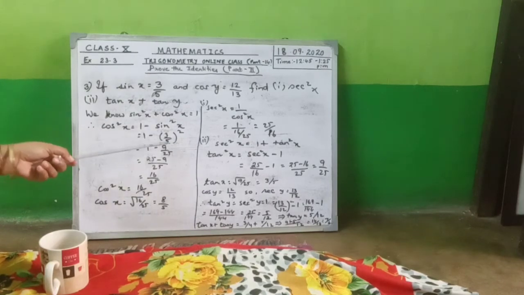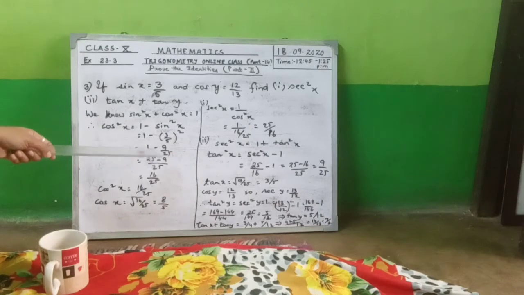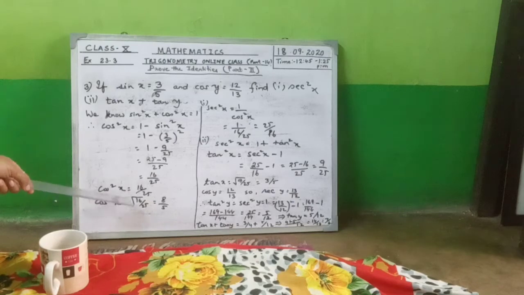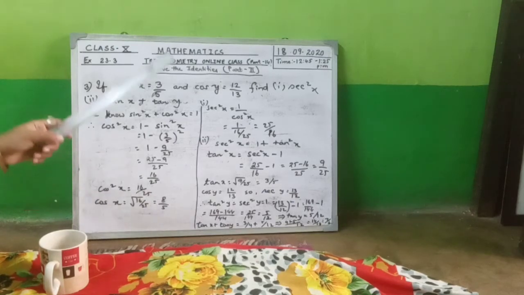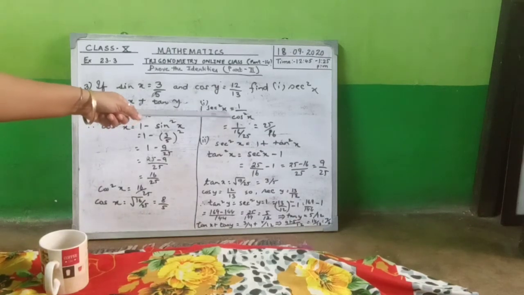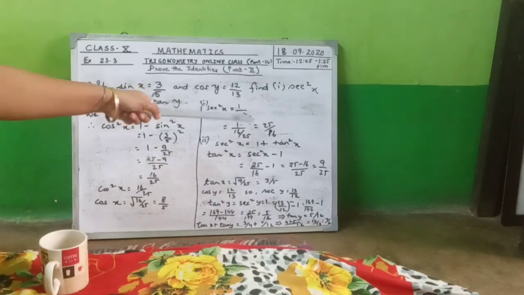So 1 minus 3 by 5 square. 1 minus 9 by 25. That is equal to 25 minus 9 by 25. That is 16 by 25. So cos square x is equal to 16 by 25. Cos x is equal to root over 16 by 25. That is 4 by 5. So what is cos? Cos is 1 by sec. So sec square x is equal to 1 by cos square x.